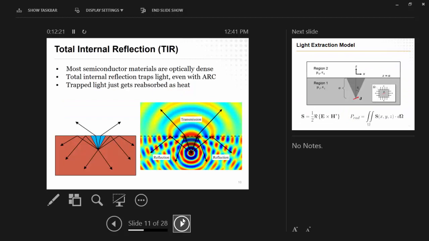So this is a fun little diagram to really show what's going on here. The left picture just shows a ray diagram of what's happening. An electron and a hole recombine, and a bunch of photons are emitted in every which direction. If they fall inside the escape cone, they can get out. And if they fall outside the escape cone, they just bounce back and forth forever and are eventually reabsorbed.